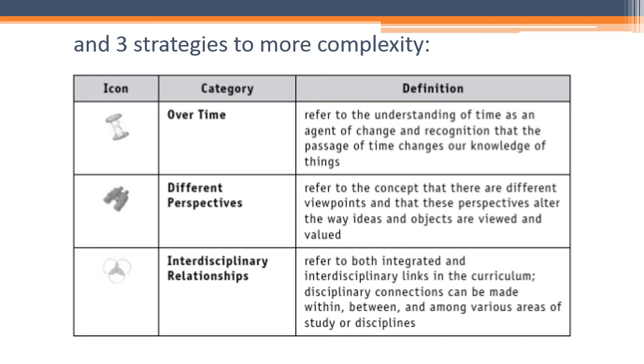Next, different perspectives. This refers to the concept that there are different viewpoints and that these perspectives alter the way ideas and objects are viewed and valued. Meaning to say, knowledge can be viewed from different perspectives of different people. And if you want to give complexity to the area of study of your child with gifts and talents, maybe you want to utilize looking at the different perspectives of different persons.